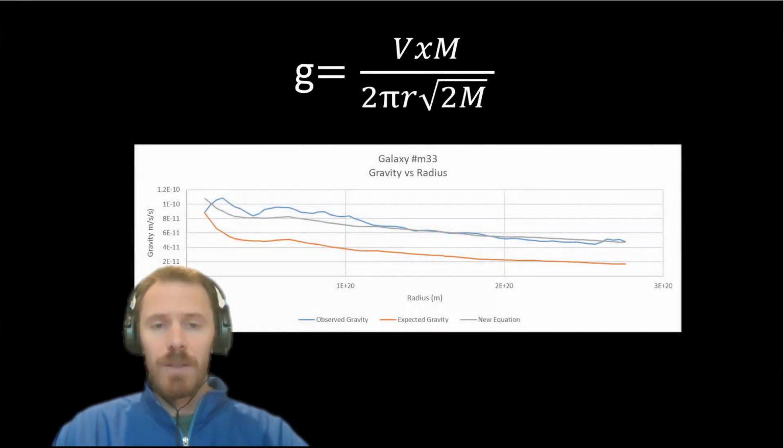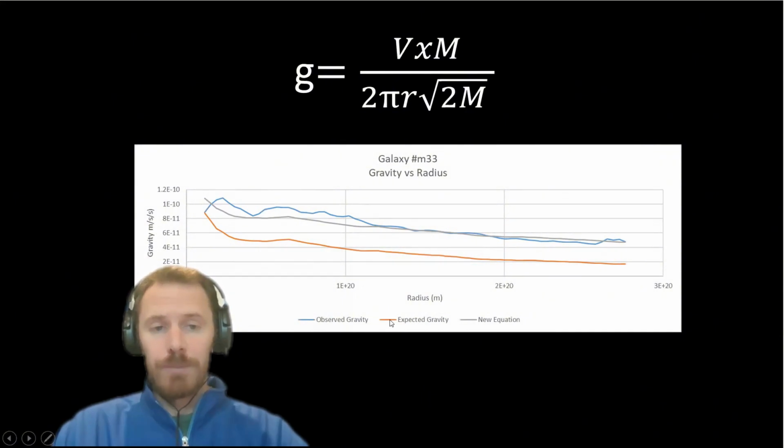All right. This is galaxy M33. And this is a graph of gravity over radius. The gravity is in meters per second squared. The radius is in meters. The blue line is the predicted gravitational acceleration of a galaxy calculated from the orbital velocity of that galaxy.